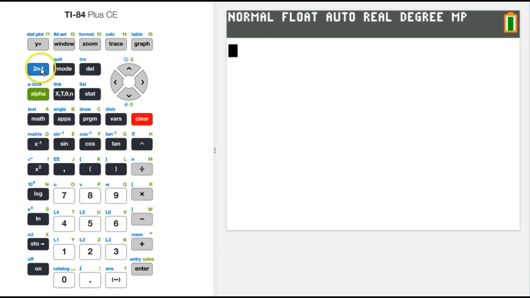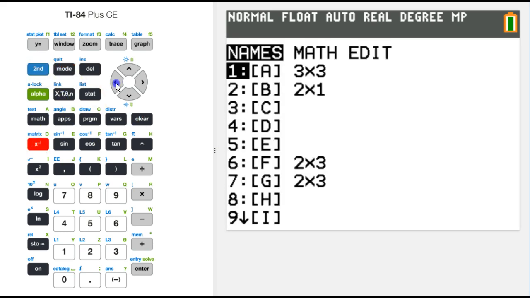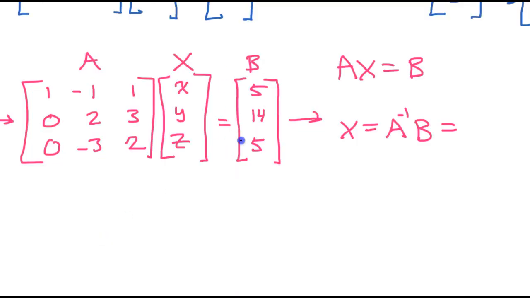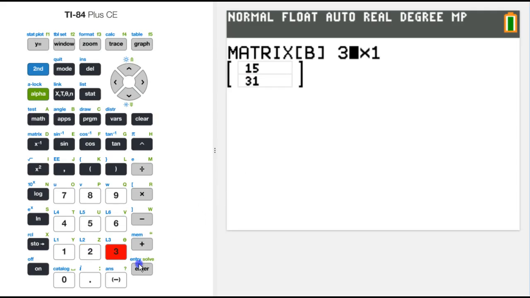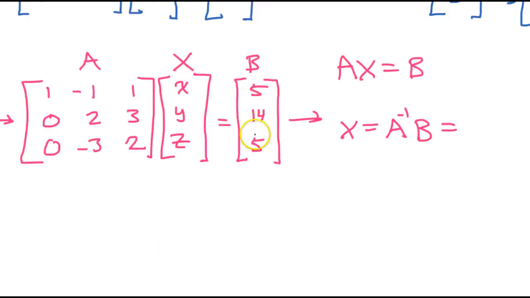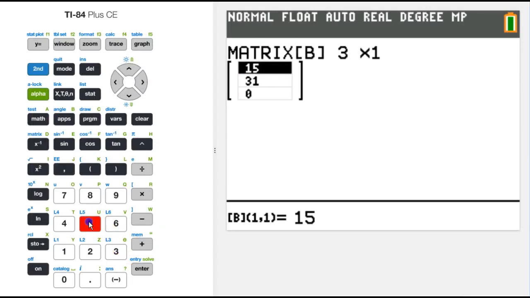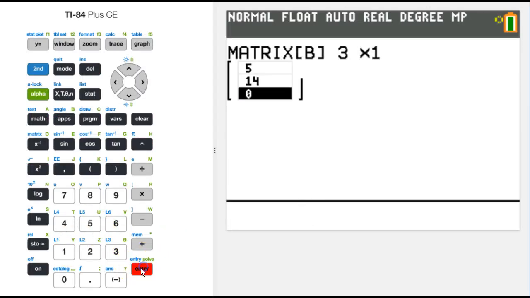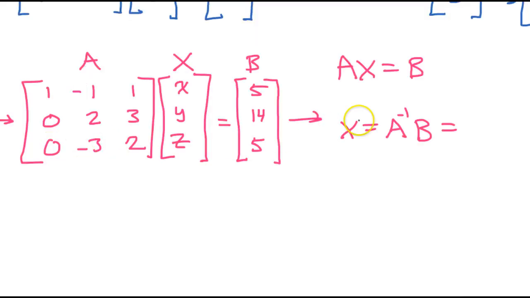So now I need to go back to the matrix area, go to edit, and this time we're editing matrix B, so I'll hit the number 2. Matrix B is a 3 by 1 matrix, so 3 by 1, and the numbers are 5, 14, 5. Quit your way out.